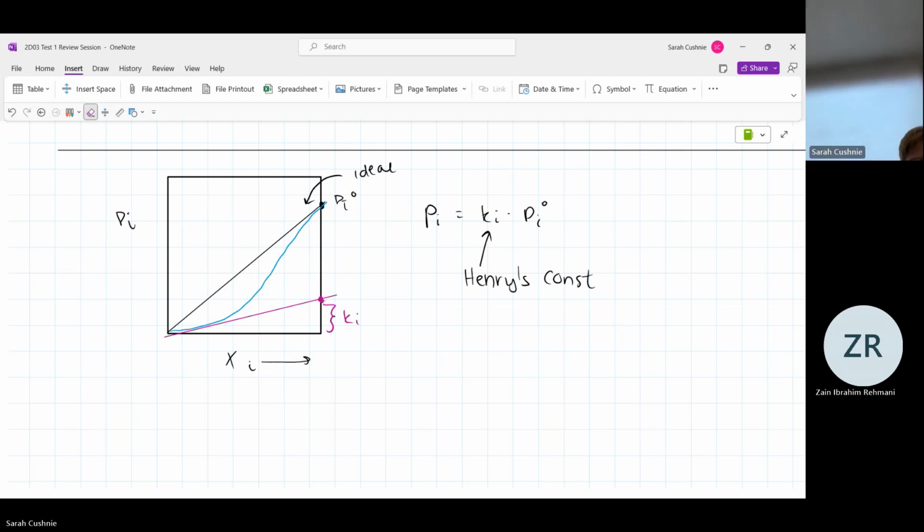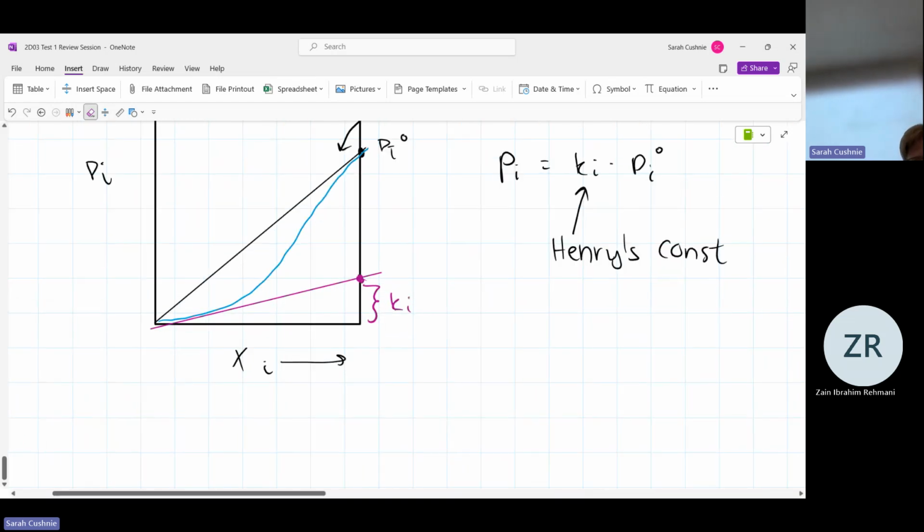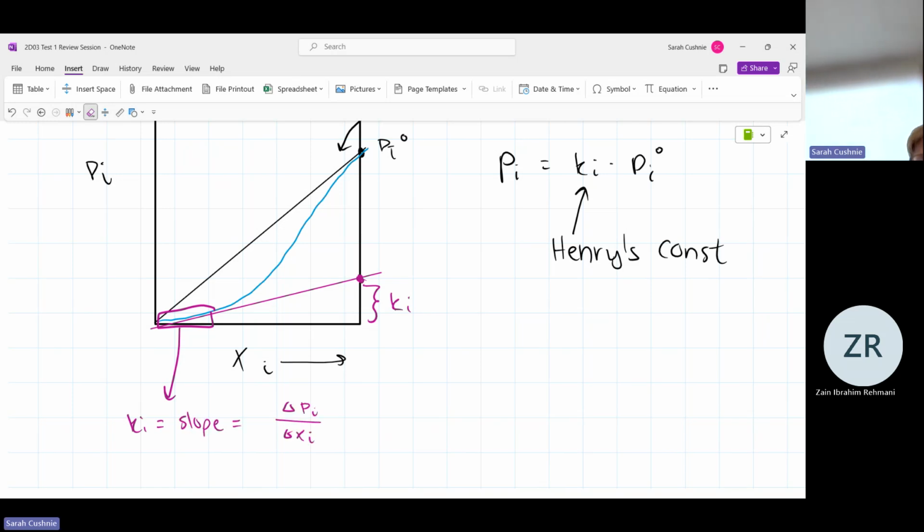So that's graphically what it represents, that intersection. But what does it mathematically represent? It represents the slope of the tangent at low concentrations. So in this small little area, we can say that ki is equal to the slope, which is equal to the change in pressure over the change in xi.